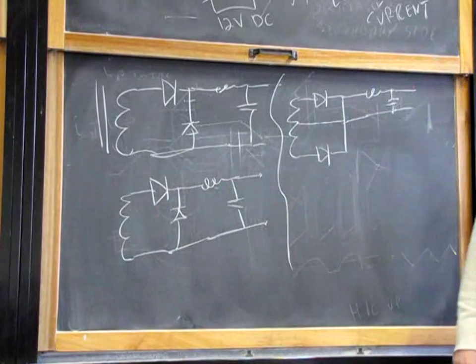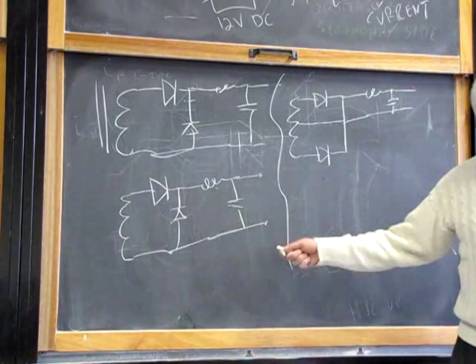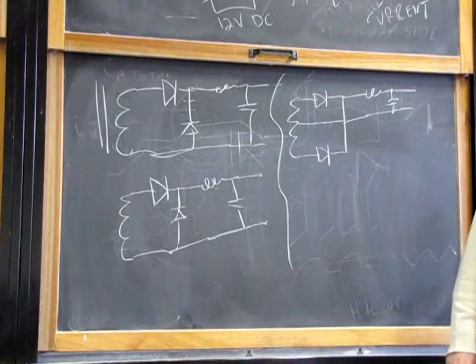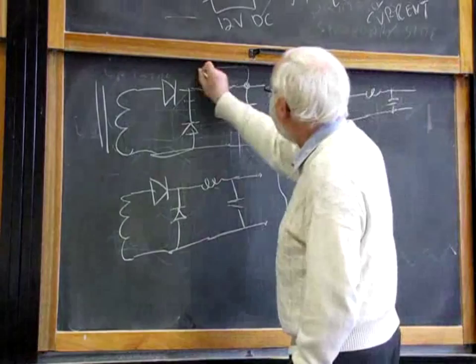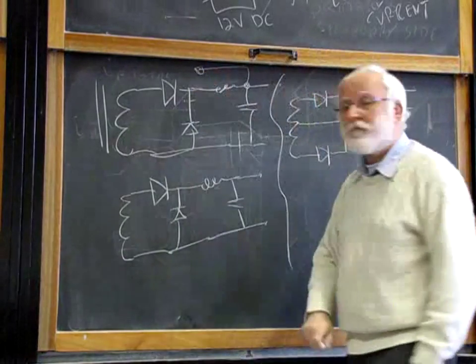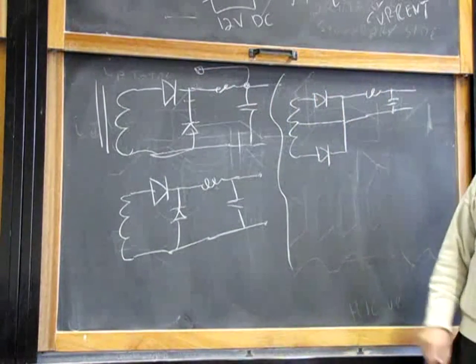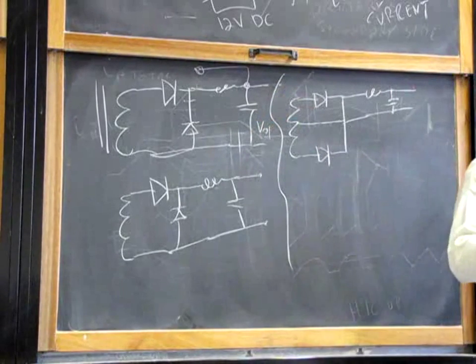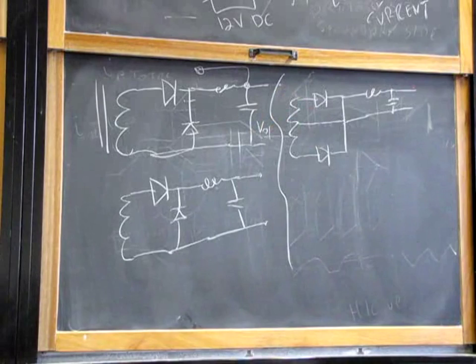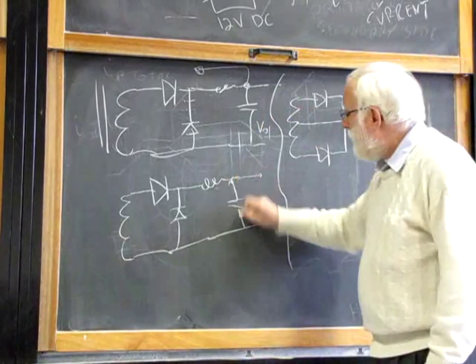Not only that, but the regulation characteristics of this circuit are really bad. It's a lousy circuit because if you take your output from here, the first output voltage is well regulated, stays constant, and it's what you want. But here you have nothing.